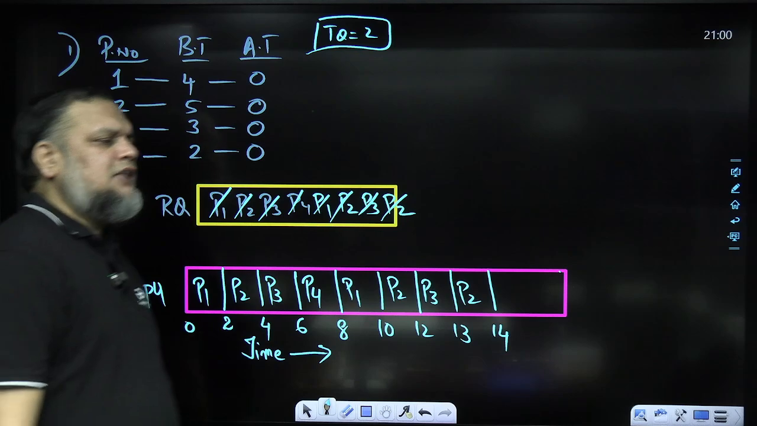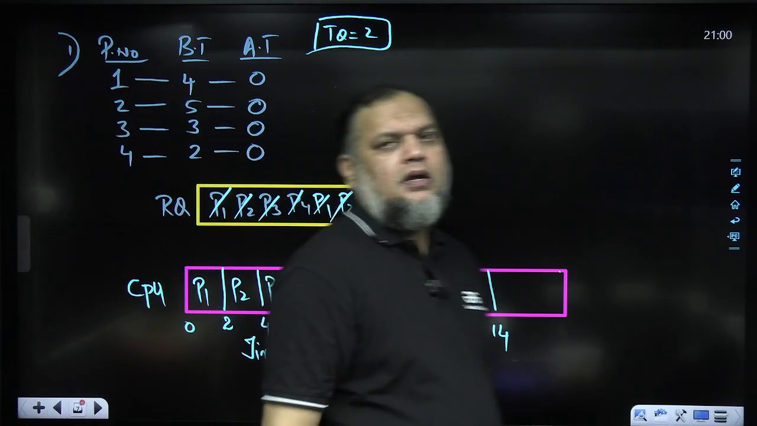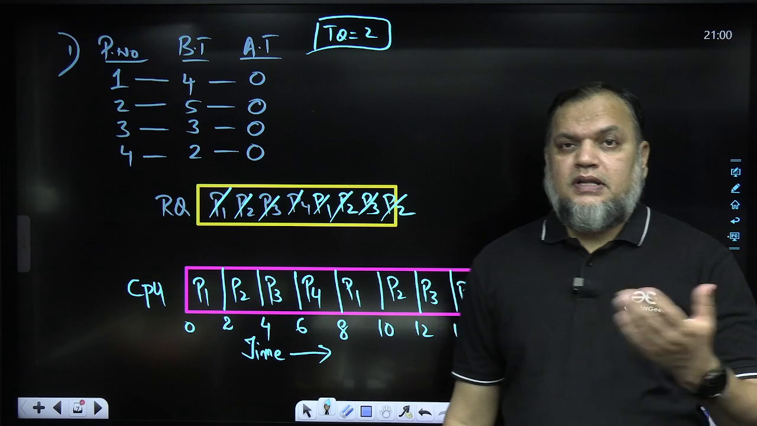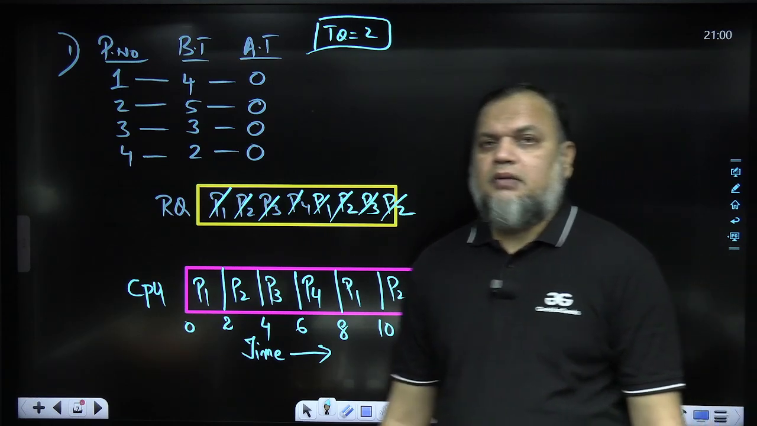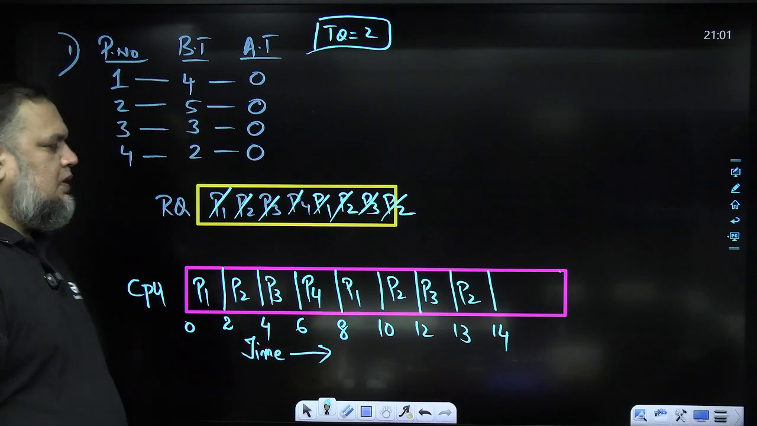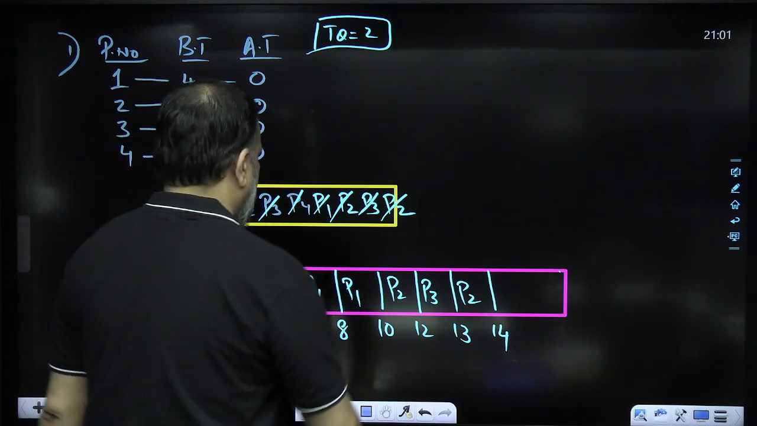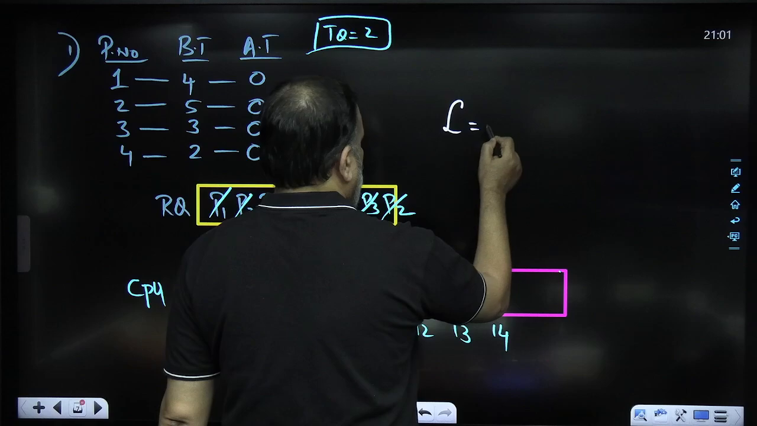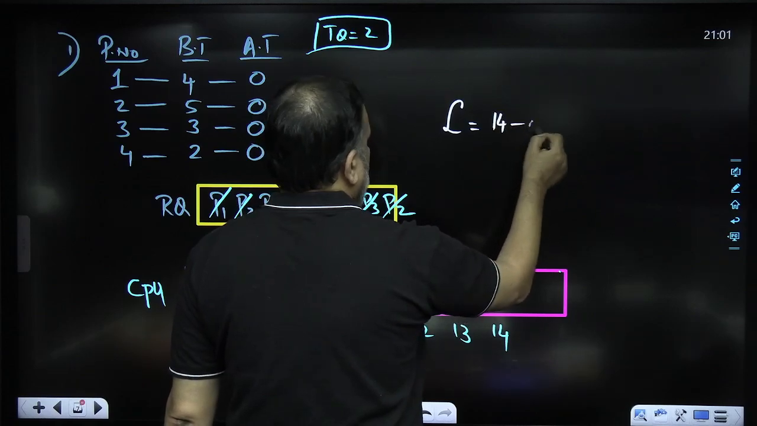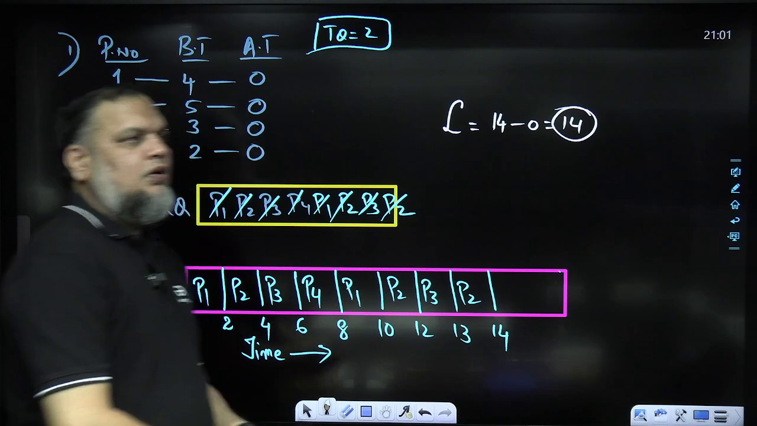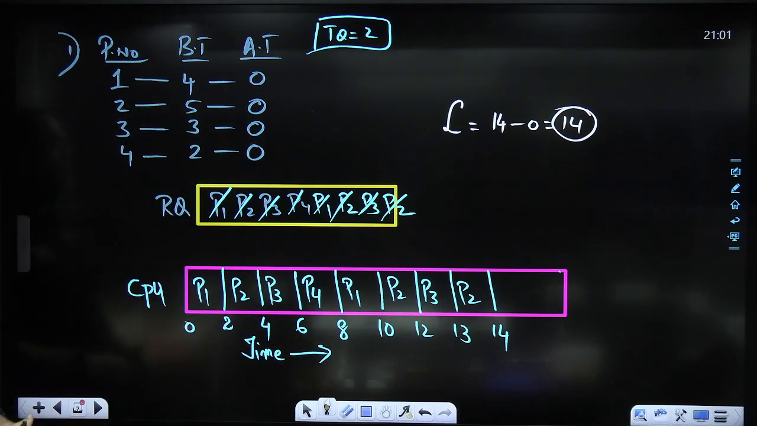As we have seen earlier, you can compute the turnaround times and waiting times of the processes, and also the average turnaround time and average waiting time, and thereby make a full computation of all metrics. For example, if you want to calculate the schedule length here, it is 14 minus 0, so 14. This is the basic idea of round robin.